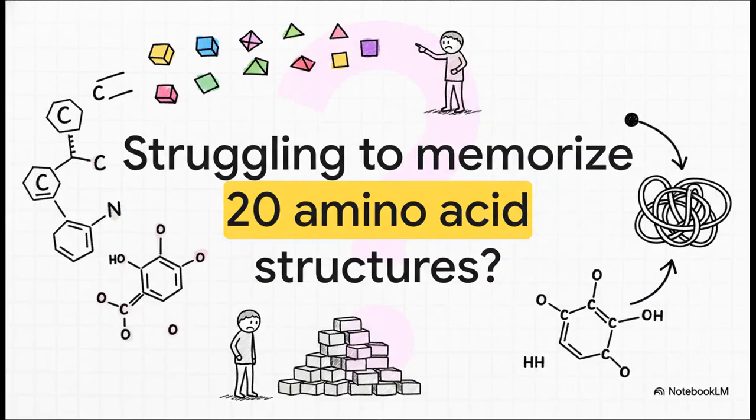Yeah, it's a classic problem for pretty much every bio or chem student. You've got all these carbons, nitrogens, these weird side chains, and the temptation is to just try and brute force it with flashcards. But let's be real, that's not just tough, it's kind of boring, right? Well, what if I told you there's a much better way?